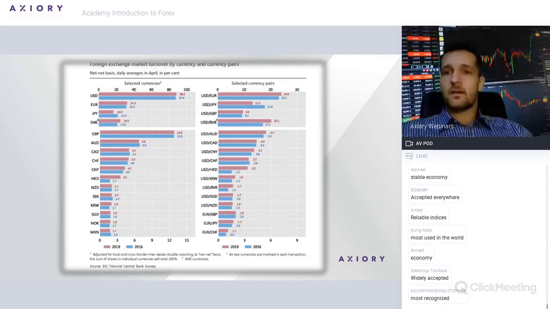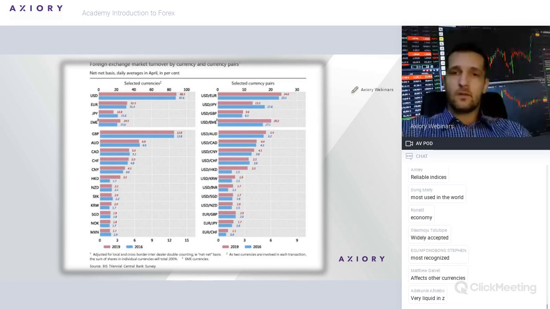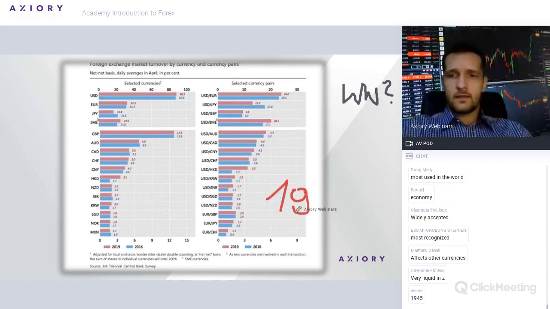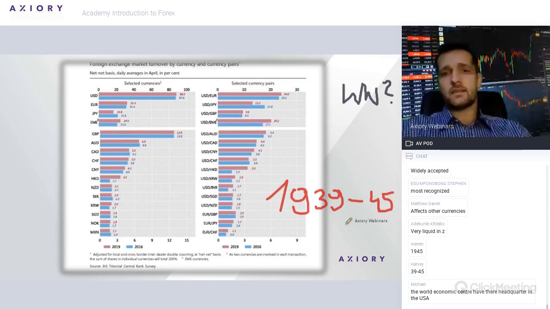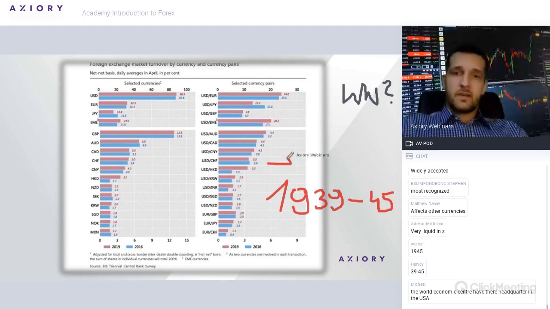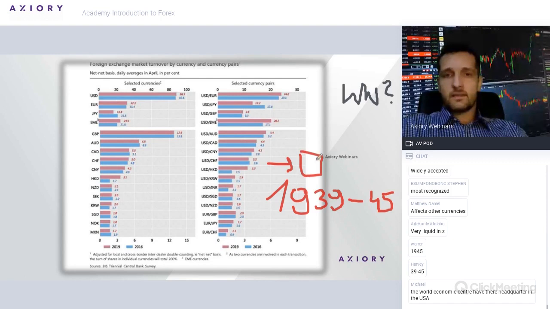But let me tell you a little bit about the history. We all know World War II. When did World War II happen, my friends? Which year? It ended in 45 and started in 1939. Germany attacked Poland on the 1st of September 39, and this is how the Second World War started.